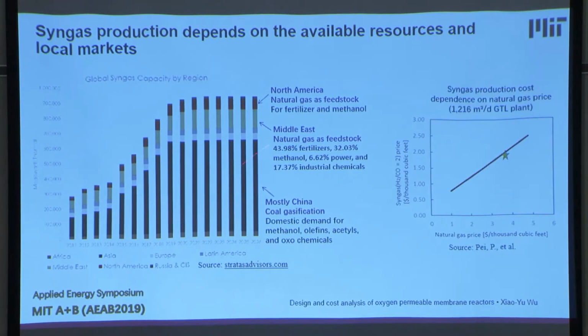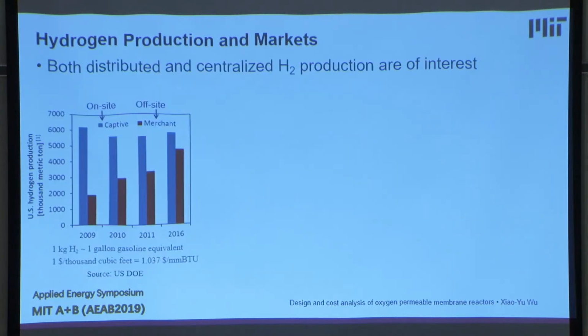If you look at the syngas production, in most of the places that use natural gas as a feedstock, it is heavily dependent on the natural gas price. You can see that nowadays it's around $2 per 1,000 cubic feet of syngas, which is very close to a hydrogen price. On the other hand, if you look at hydrogen, as we know, it is an energy carrier, and it's also a commodity.